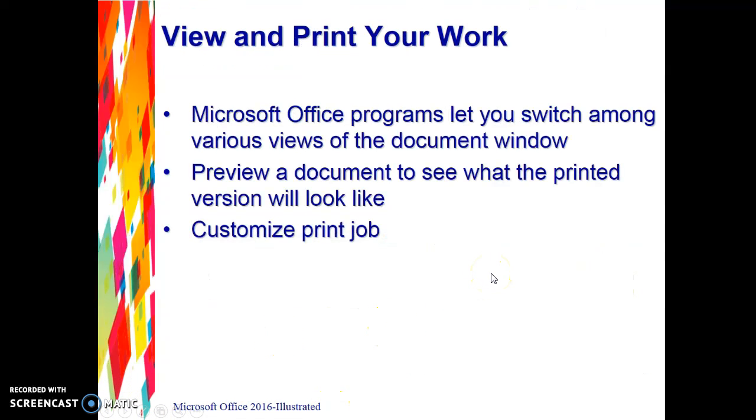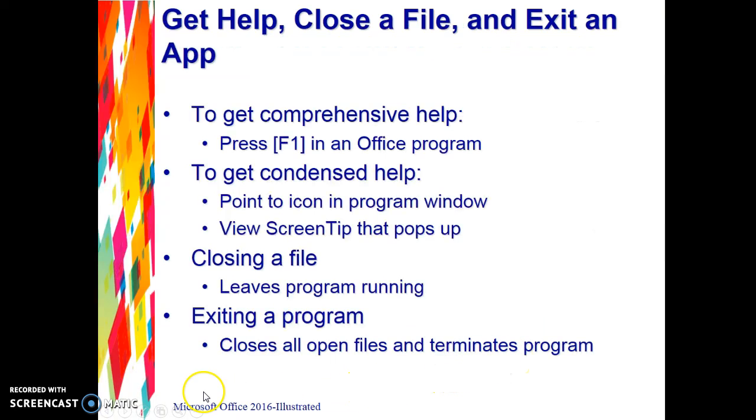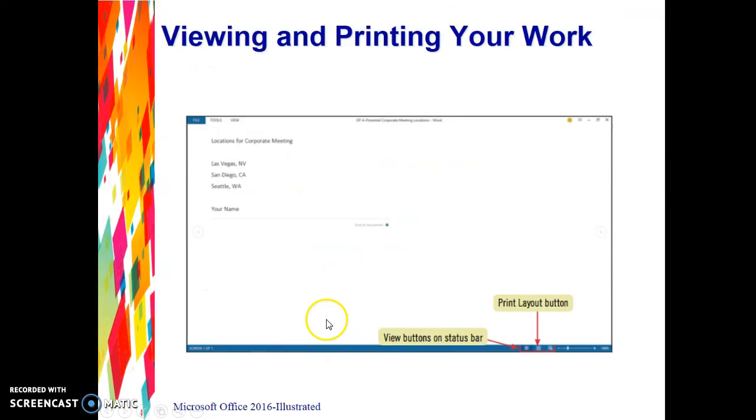To print. Microsoft Office also has a way to print documents, and you can also customize your print jobs. Let's take a look if they have a good example of how to do this. So here, if you're going to print, one of the things you're going to do is go to File, and then go to Print, and you'll see a status bar at the bottom, and you also see a Print Layout button.